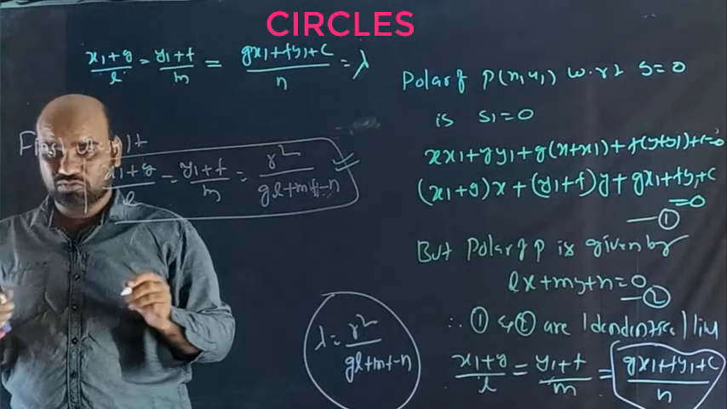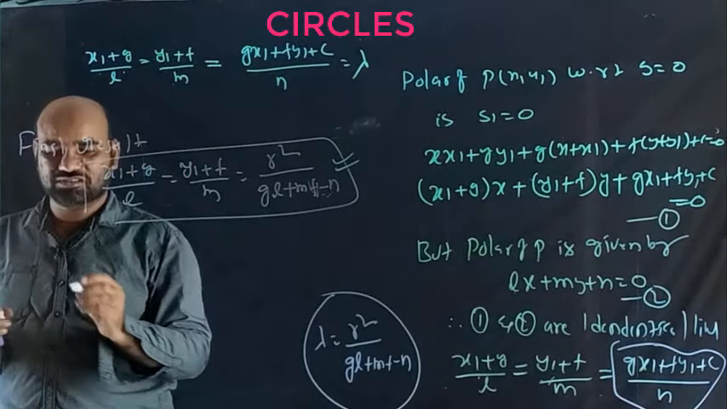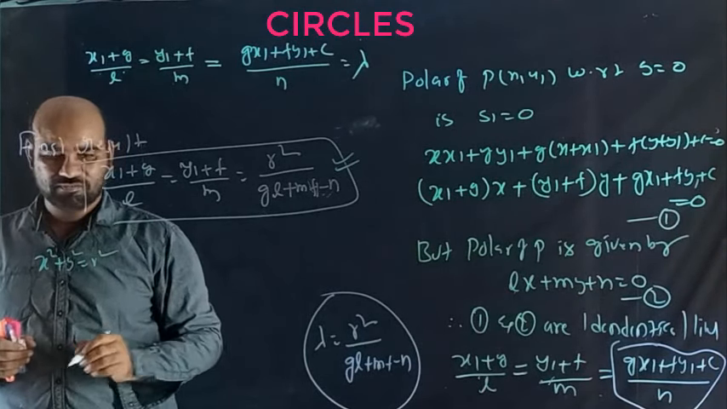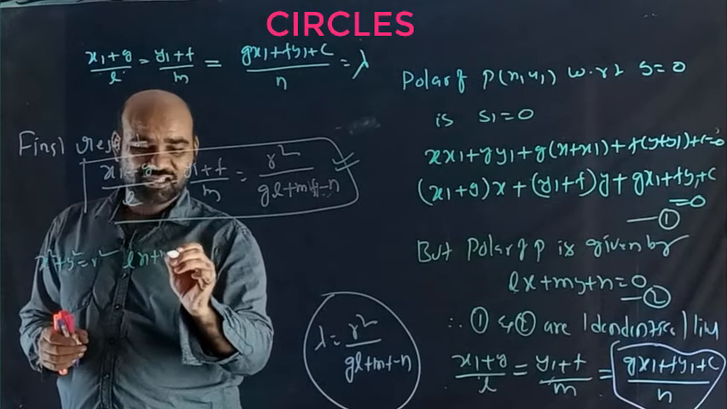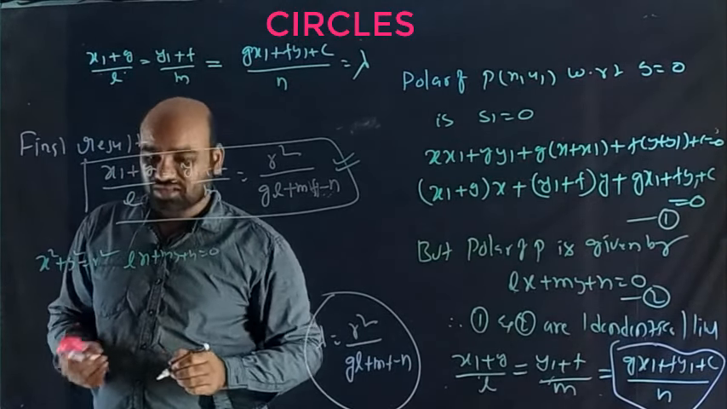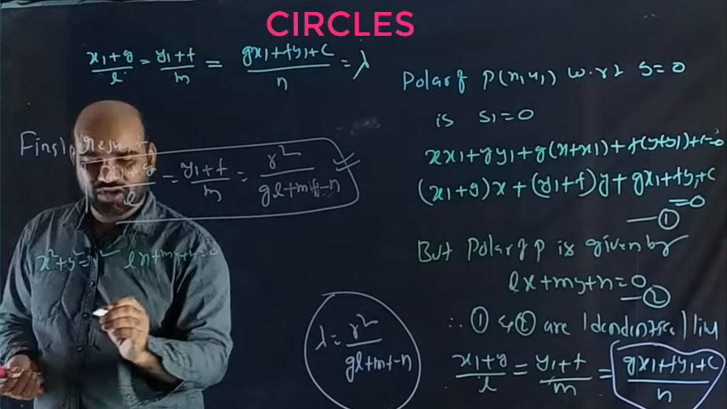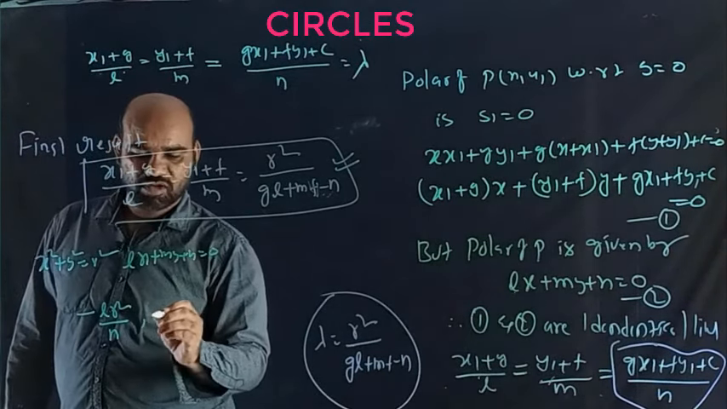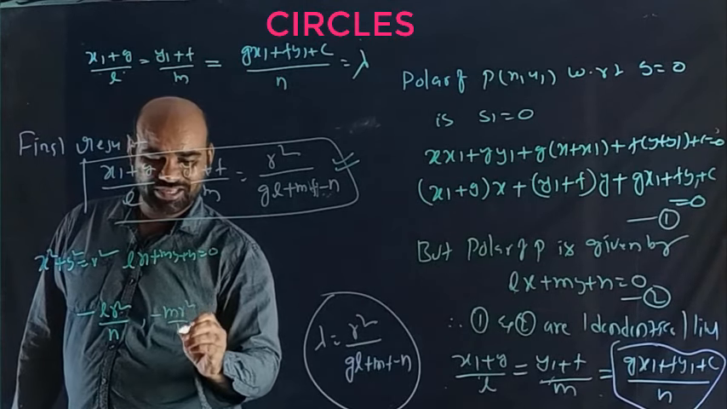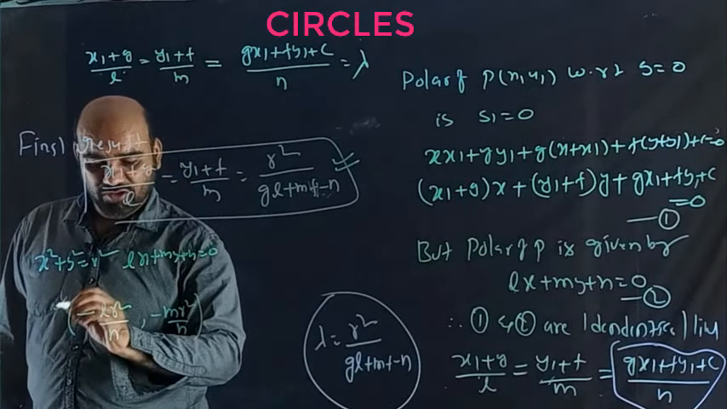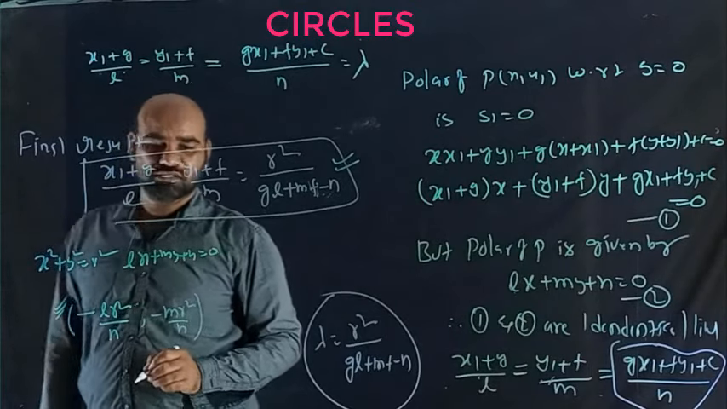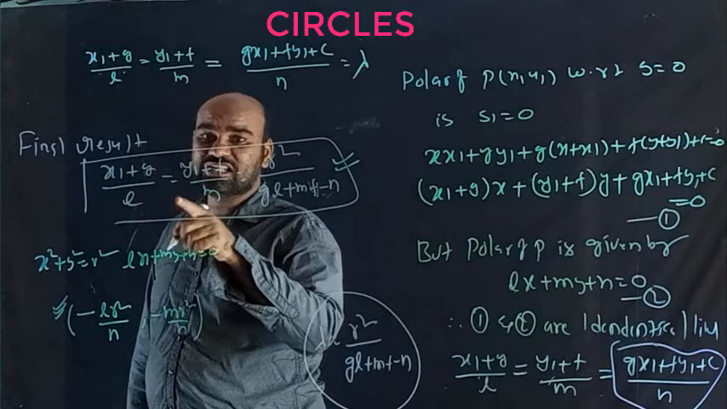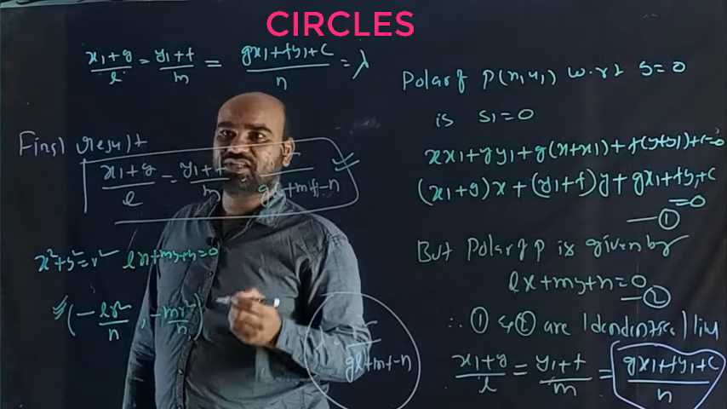So here we have two different types of situations. For example, x square plus y square equal to r square, and lx plus my plus n equal to 0 is the polar. Then how to find the pole? We have the formula: minus lr square by n, comma minus mr square by n. By using this formula you can find the pole. This is for the basic circle. So this formula is for the general circle. How to remember? That is the important thing.